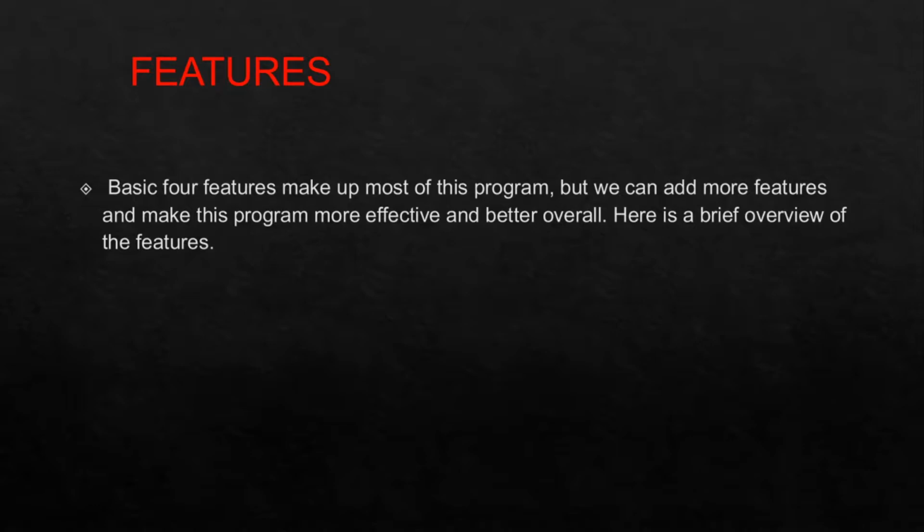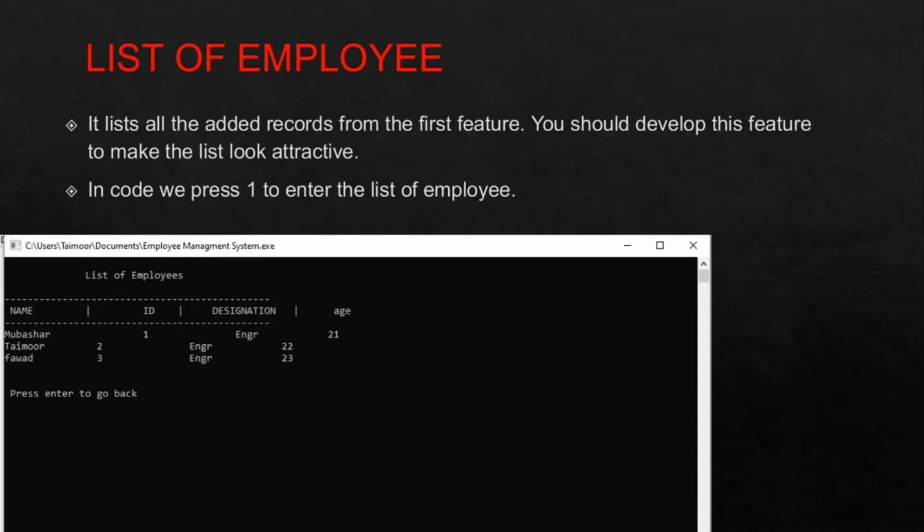First of all, we have added some of the basic features in our program, but we can add more features to make it more effective and better. So first, we have added the feature of the list of employees. If we want to see the list of our employees, then in our code we have to press 1 and it will take us to the list of all the employees in a company.